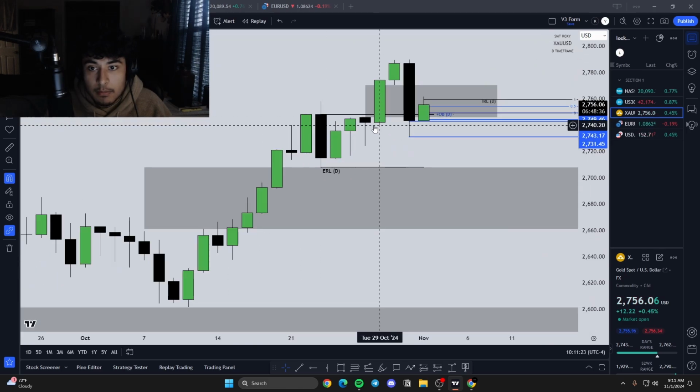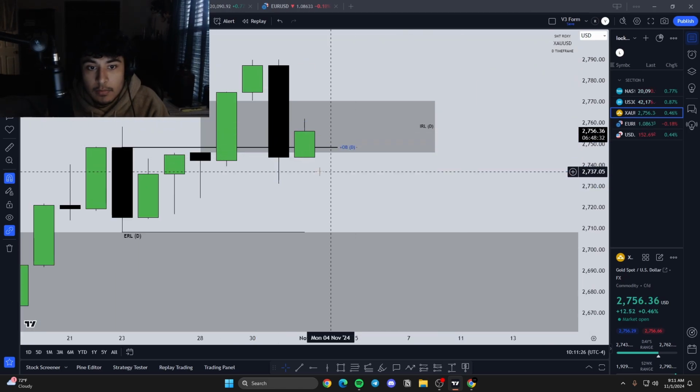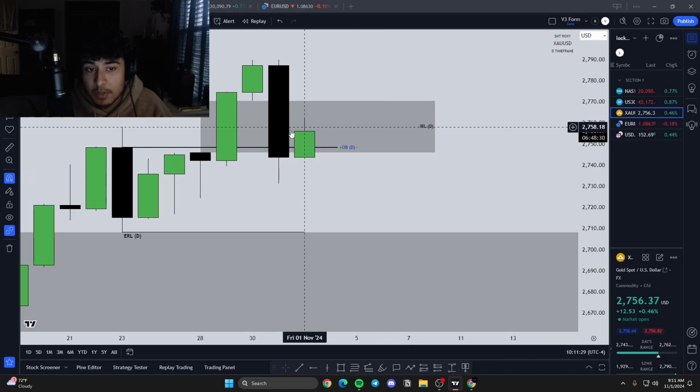So on the daily, again, I'm bearish here. Let's get rid of all this right here. On the daily, we have a bearish inversion after we are retracing back up into it.